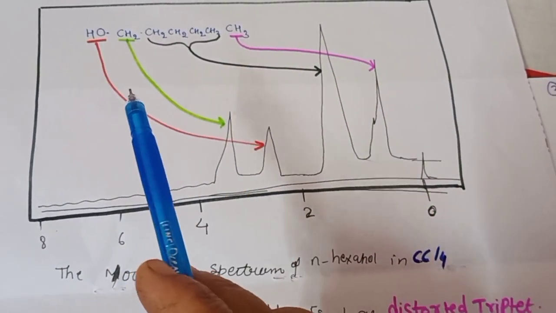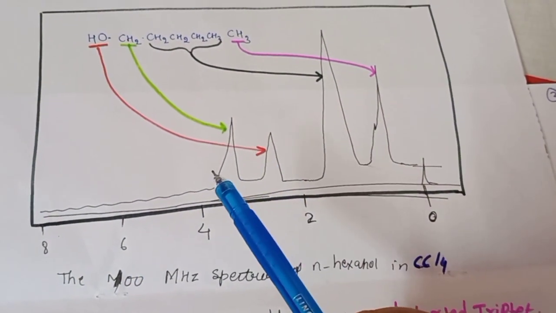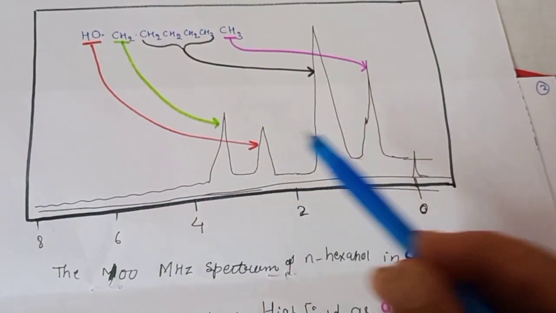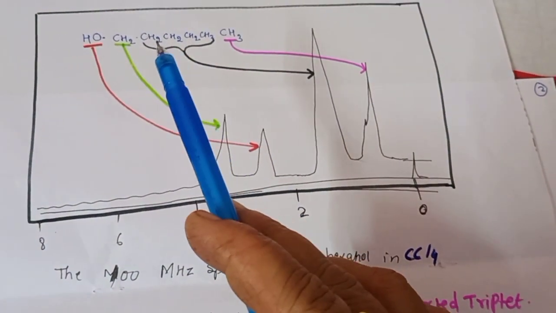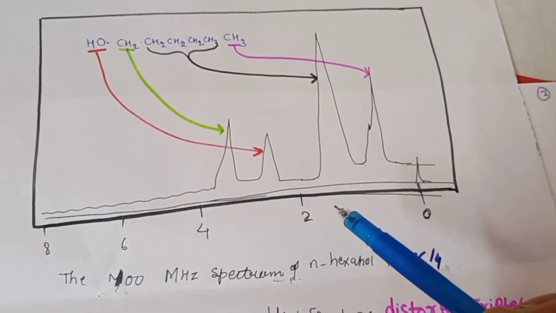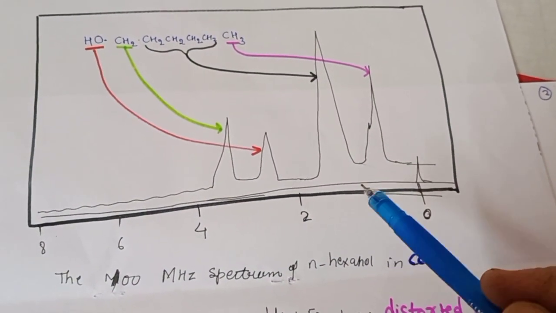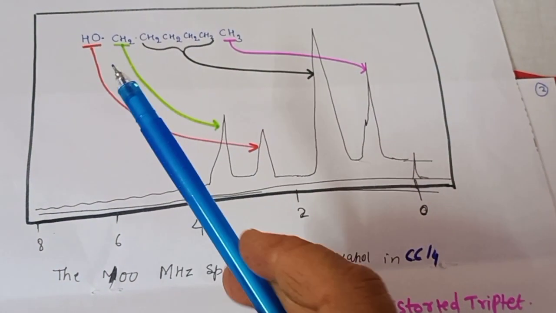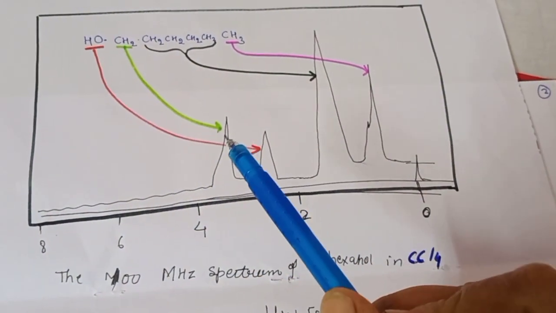Here you can see this is one peak for the CH3 group. All these CH2 methylene groups will give this peak somewhere near 1.8 or about 1.9 delta ppm. This is for the CH2 group and this peak is for the OH group.